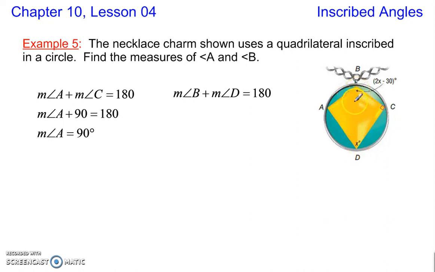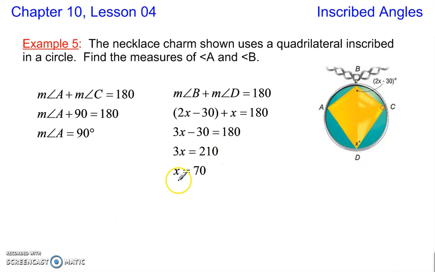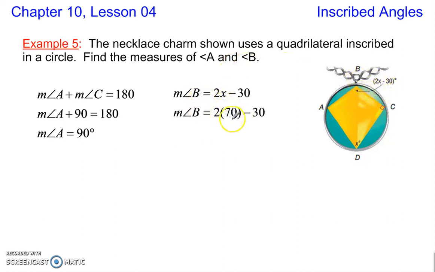Then these other two, we know that together they add up to 180. So we have 2x minus 30 plus the x down here gives us 180. Solve that, add 30 to each side, divide by 3. X is 70. Now don't stop there. We want the measure of angle B. So we've got to plug 70 in. 70 times 2 minus 30 is 140 minus 30 is 110. And that's how you can use the inscribed angles.